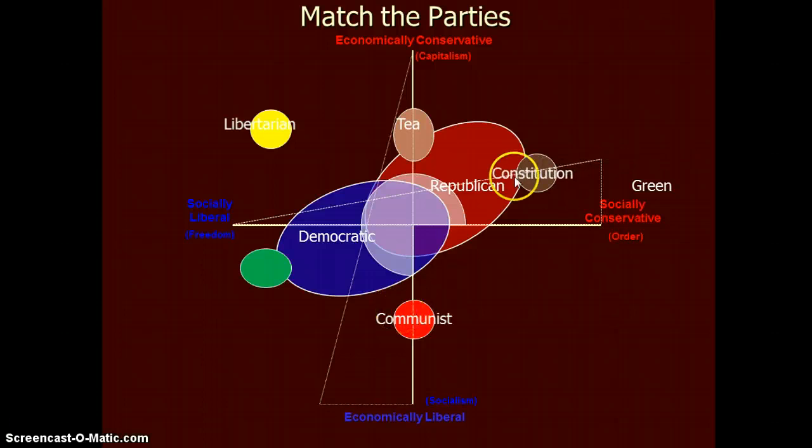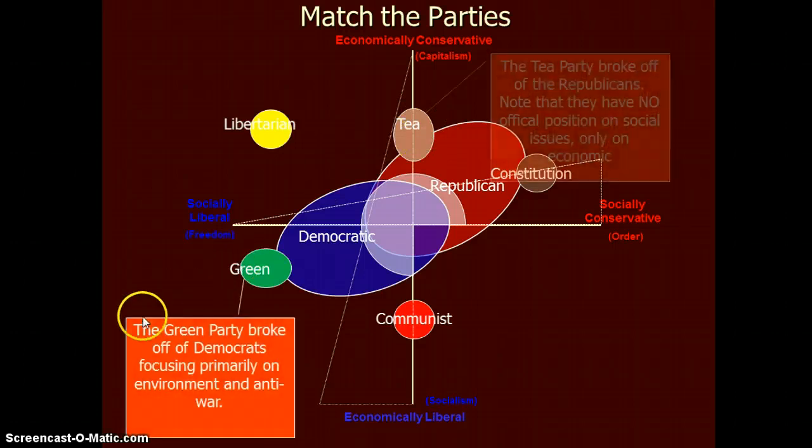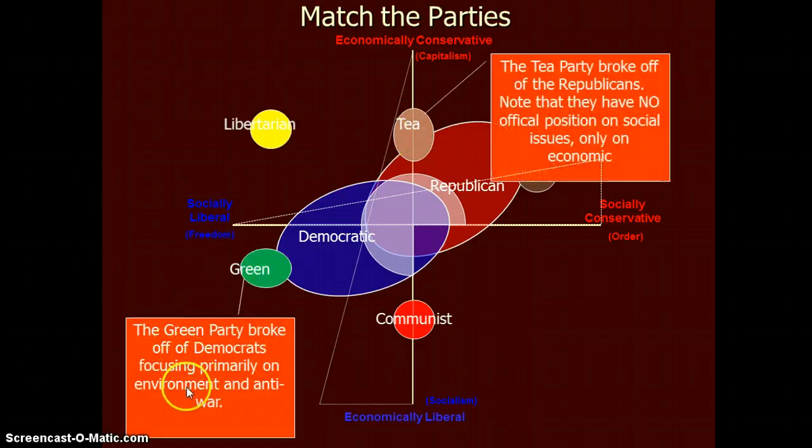The Constitution Party is a more conservative party, and the reason they call themselves the Constitution Party is that they want to go back to the way things used to be when the Constitution was written. They think it should be interpreted as it was intended in the late 1700s when it was written. And then the Green Party is a more liberal party that broke away from Democrats, and they focus on the environment mainly, where they get their name, the Green Party, and also anti-war efforts.